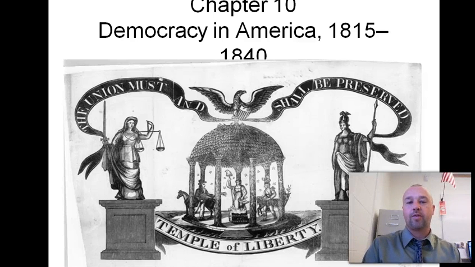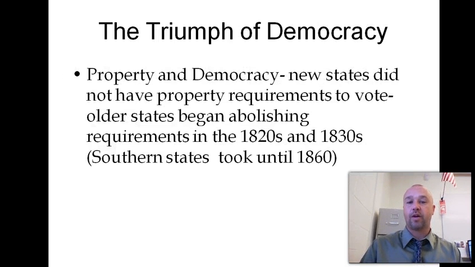Okay, this is Chapter 10, Democracy in America, 1815 to 1840. So this chapter is going to talk about the presidencies of Madison and Monroe and a little bit of John Quincy Adams, a lot of Andrew Jackson, and it's going to end with Van Buren and Harrison. And an ongoing theme throughout this chapter is the triumph of democracy.